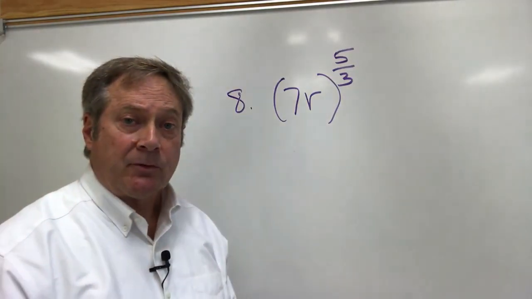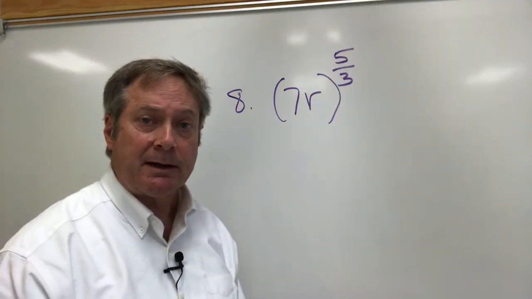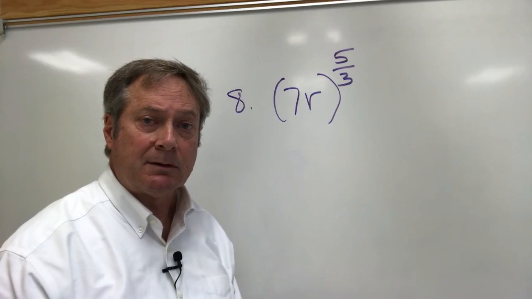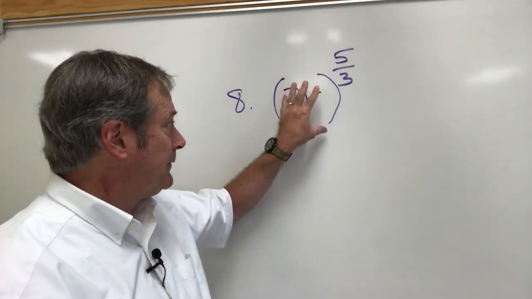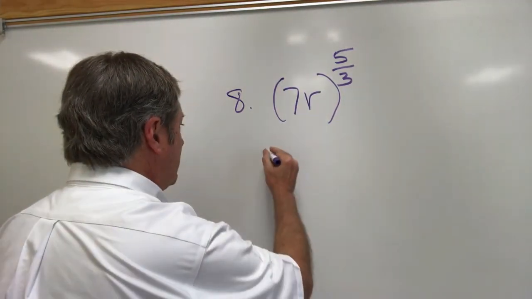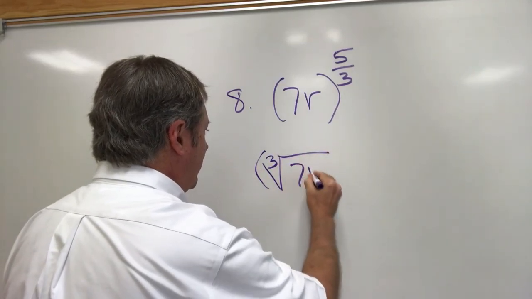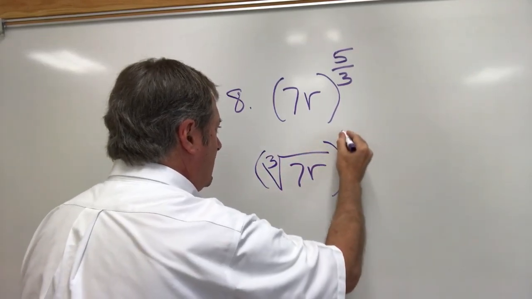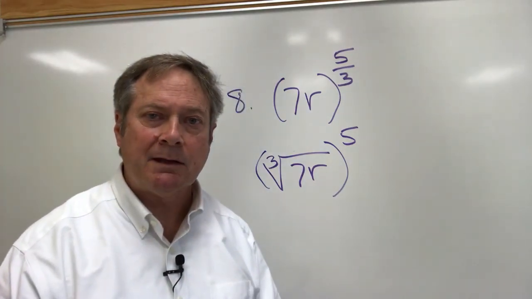And in number 8, we have 7r raised to the 5/3 power, and hopefully by now the student is recognizing this means it's going to be the cube root of 7r, all of which is raised to the 5th power. So the cube root of 7r, all of which is raised to the 5th power. And that's it.